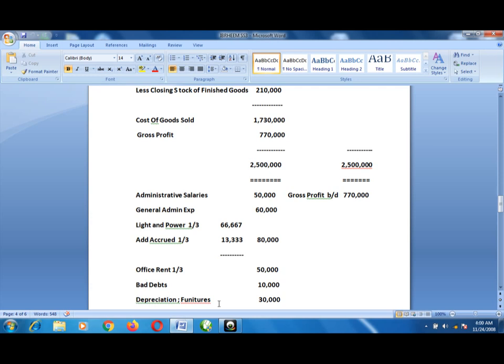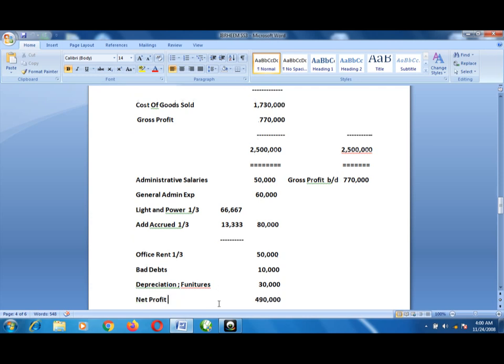And the same thing, office rent. The office rent we have already used. Out of 150,000, we have already used 2/3 of the money, which is 100,000, under the manufacturing account. The remaining 1/3 of the money, 50,000 naira, is transferred to the P&L account. You have a bad debt. Under additional information, item G, it considers 10,000 naira of the debts as bad debt. You have that as bad debt, and you write the 10,000 naira.